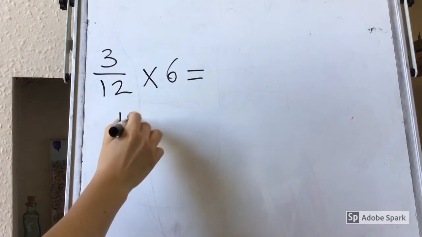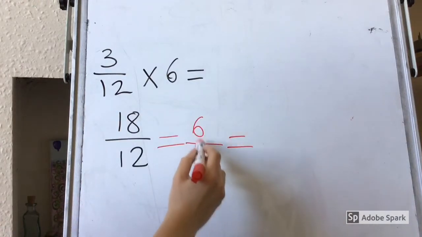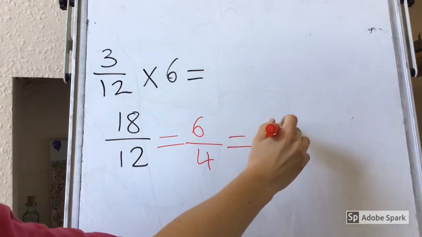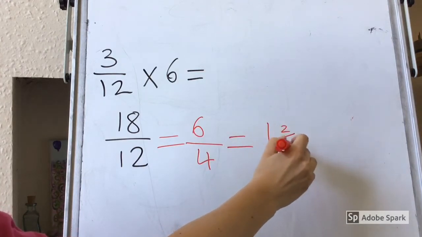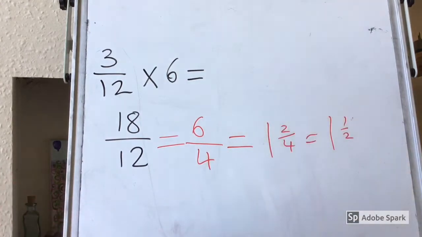So we keep the denominator the same, and 3 times 6 is 18. However, we could simplify this to 6 over 4, or 3 over 2, and then give our answer as 1 and 2/4, or even better, 1 and 1/2.